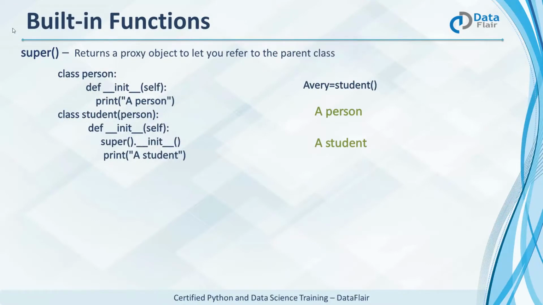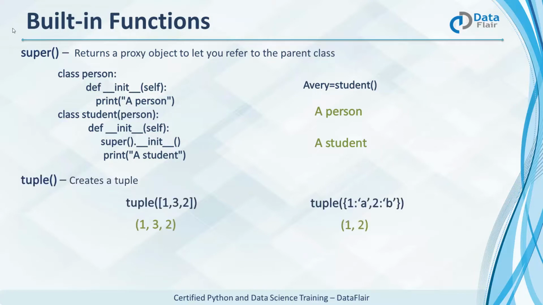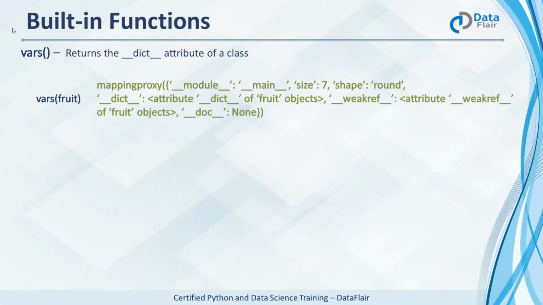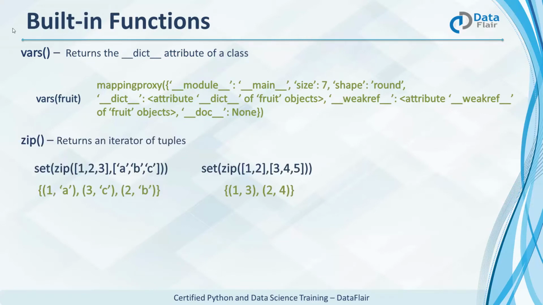Super returns a proxy object so you can refer to a parent class and call its versions of methods. Tuple creates a tuple from another type. From dictionaries, it only takes the keys though. And type tells us what type an object is. Vars simply returns a class's dict attributes. And zip returns an iterator of tuples by zipping values together, exhausting with the list that exhausts first. To unzip the values, we can use tuple unpacking.